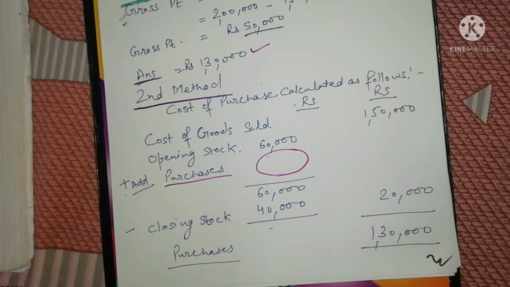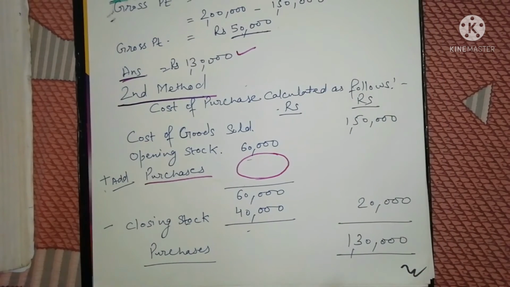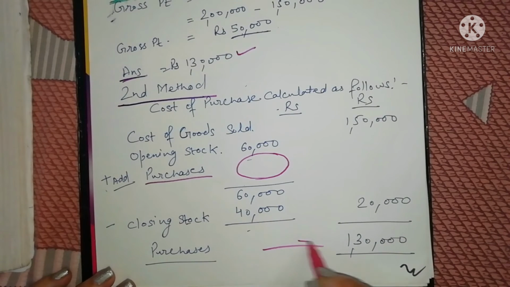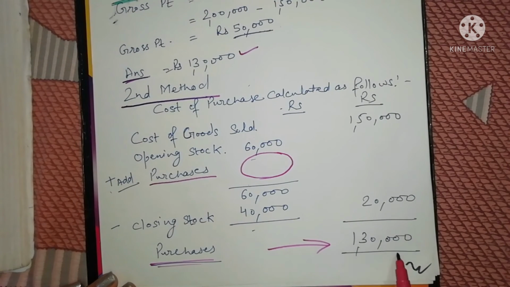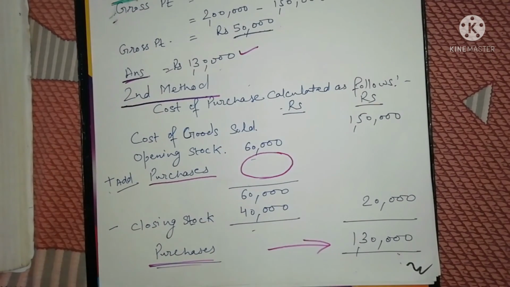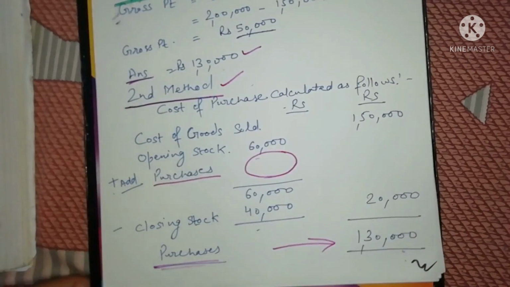We can find out the value of purchases by using both methods. You can use whichever you think is easy in the questions. Both methods are easy and correct. You can see the same figure here as in the first method also.